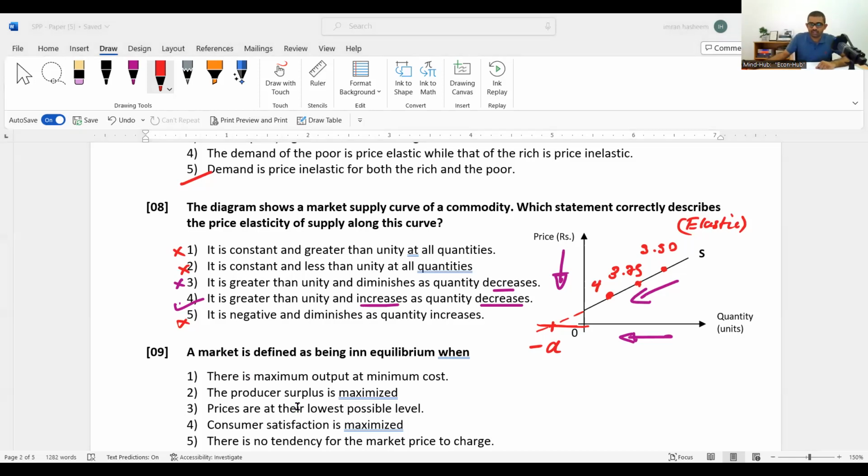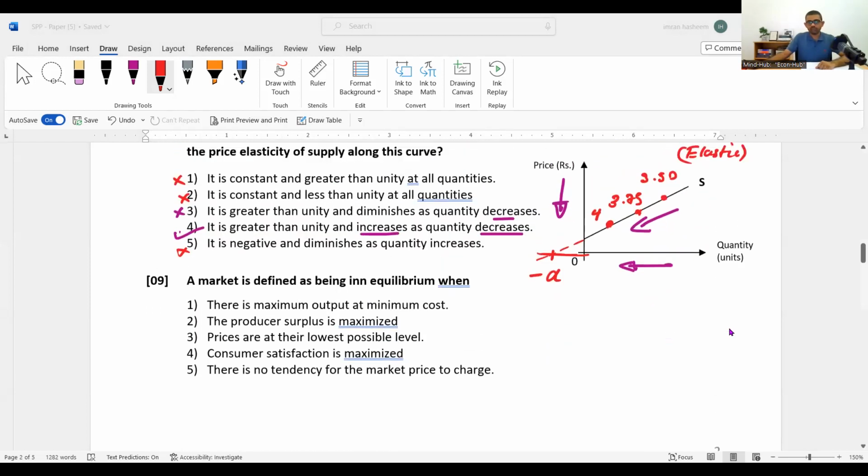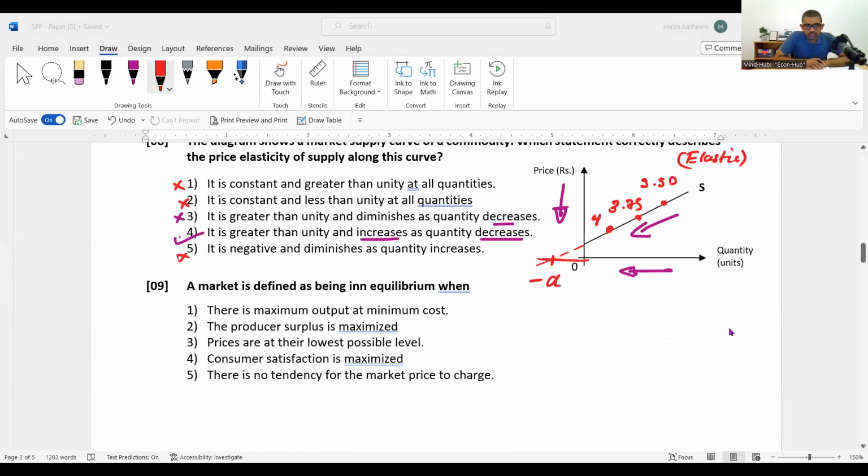Any clarifications thus far up to this point? No? Okay. Question 9. A market is defined as being in equilibrium when? Is a market in equilibrium when there is a maximum output and minimum cost? No. That can be justified as productive efficiency, not equilibrium.